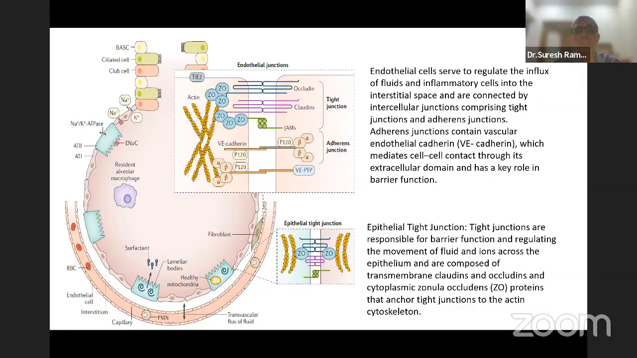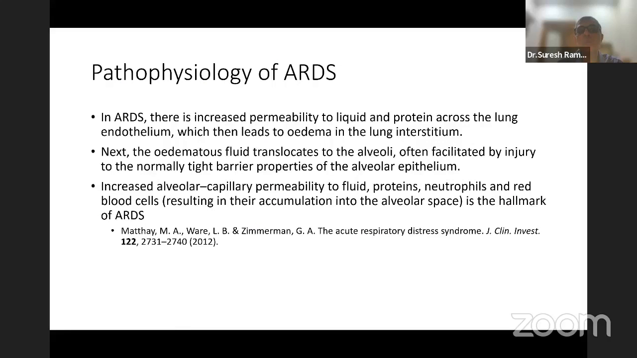So the destruction of these endothelial tight junctions, the occludens and the claudins and the adherens junctions, is responsible for the accumulation of fluid inside the alveoli, and this leads to increased permeability to liquid and protein across the endothelium, leading to edema in the lung interstitium. From the interstitium, normally the tight barrier properties of the alveolar epithelium will prevent the fluid from going further, but because the alveolar epithelial tight junctions are also damaged, this fluid will now move into the alveoli.